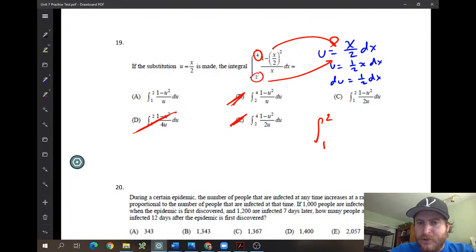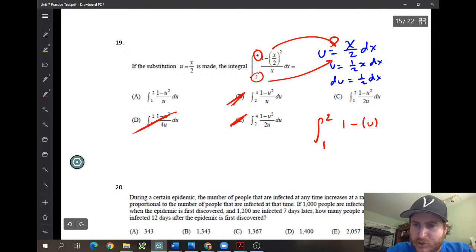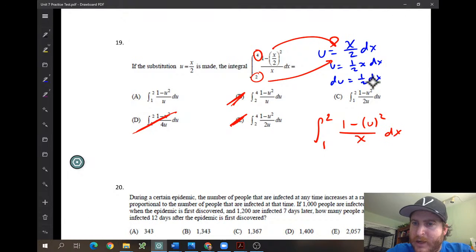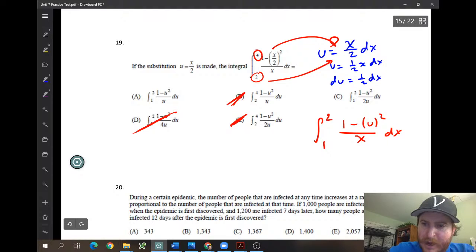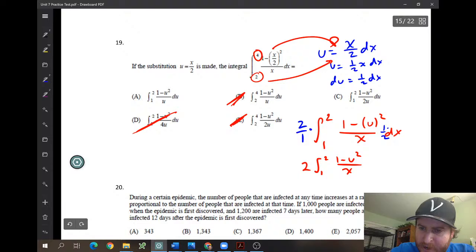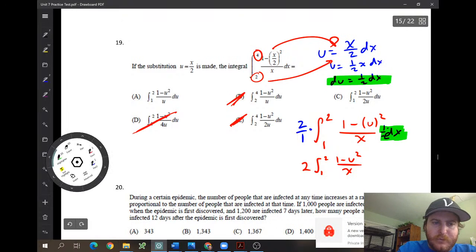Now, the way to do this one actually is let's just plug in for u. So this is 1 minus u squared over x, right? Now, what did I want? I wanted to have a 1/2 dx. So let's get that part out of the way. So let's do times 1/2, and then on the outside times 2 over 1. So now this is going to give me 2 integral from 1 to 2 of 1 minus u squared over x, right? I never got rid of this x, right? Because what happened was the 1/2 dx, that's what became du, right?